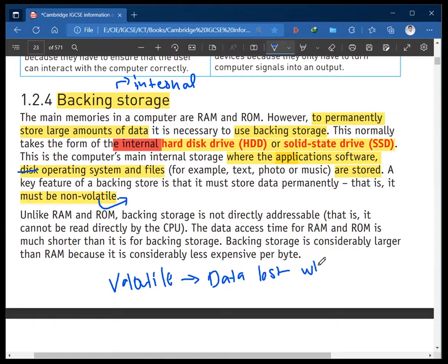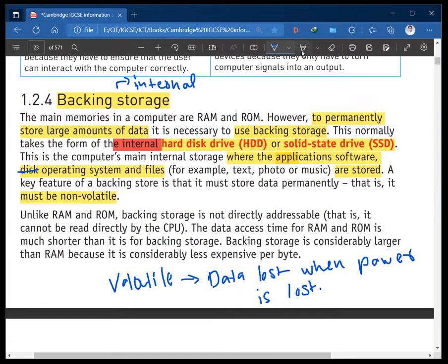Yeah, sir. What is the meaning of volatile? We have done this already in class. Volatile means when the data or the information will be lost when we switch off the power unit. Yes. So if you store a photograph on a computer, do you want it to be lost when you close the computer? No. So they must be non-volatile. Right. Unlike RAM and ROM, they are volatile.